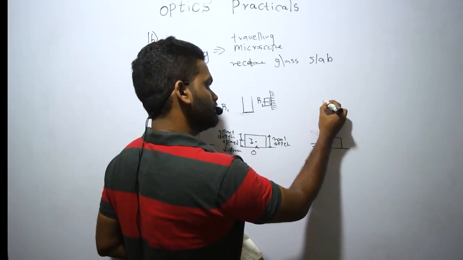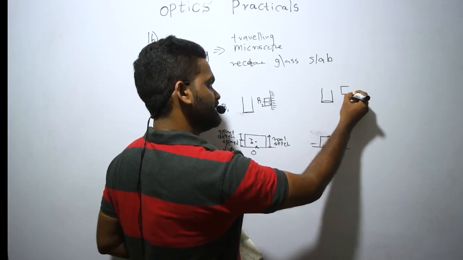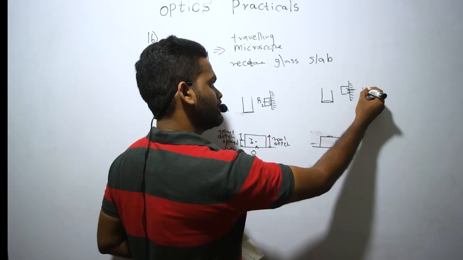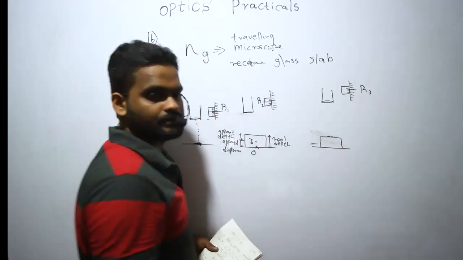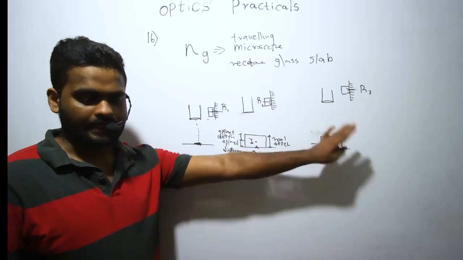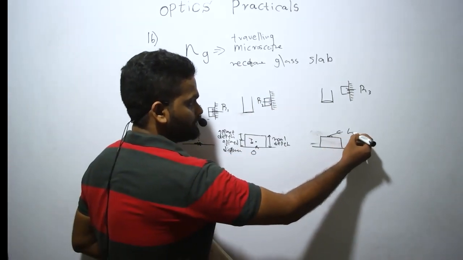Let's say you lift this to here. Then you take the reading here. So let's say that reading is R3. This reading is R3, right? Take it down. And this is called lycopodium powder.